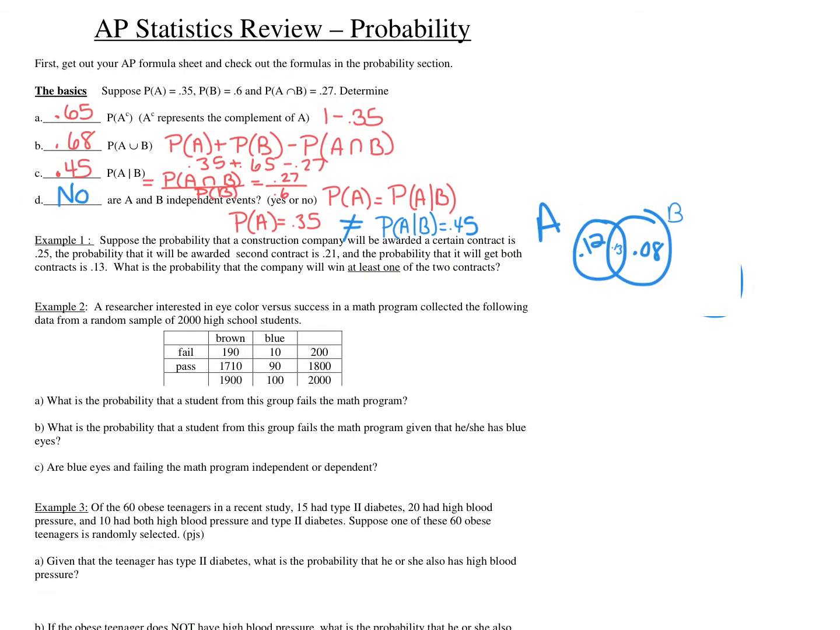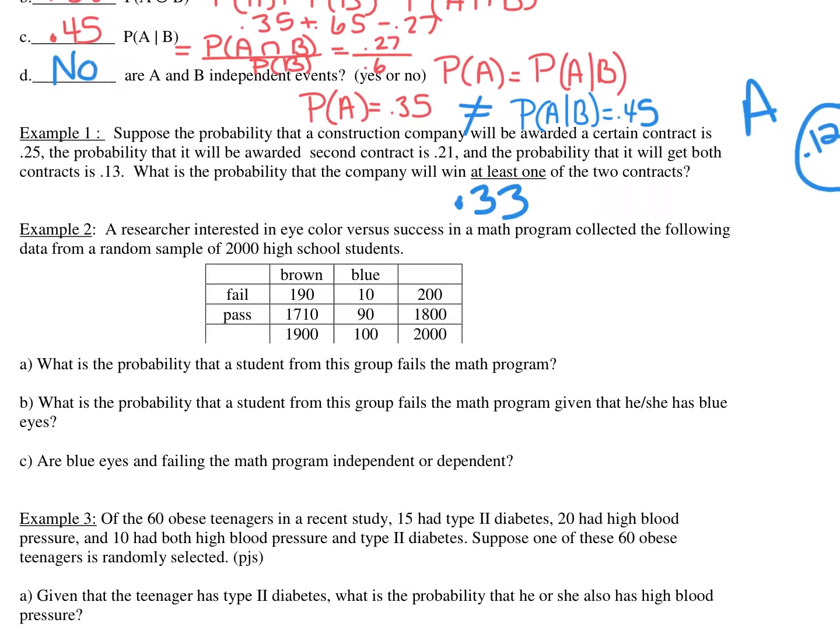And what is the probability that the company will win at least one of the two? Well, at least one of the two would be all of this added together. So they could get this one or both. So adding it all together would be 0.33. Okay, then we're given a two-way table in example 2.